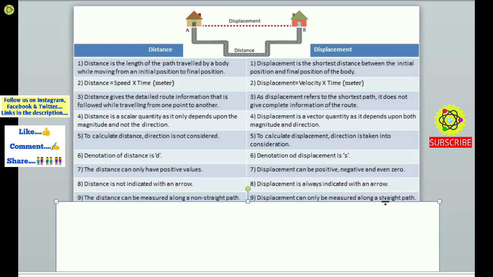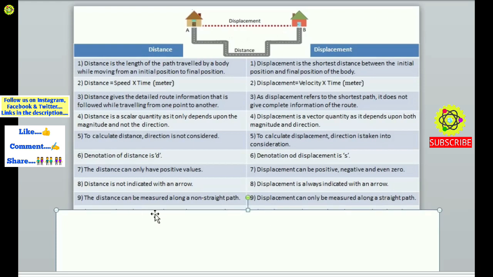Now the ninth point: the distance can be measured along a non-straight path. As you can see here, this path is not straight. This is a vertical line, this is a horizontal path, then again vertical path, horizontal path, vertical, then horizontal path, then vertical path. Now see, displacement can only be measured along a straight path. As you can see here, this is a single straight path, there is no turn.